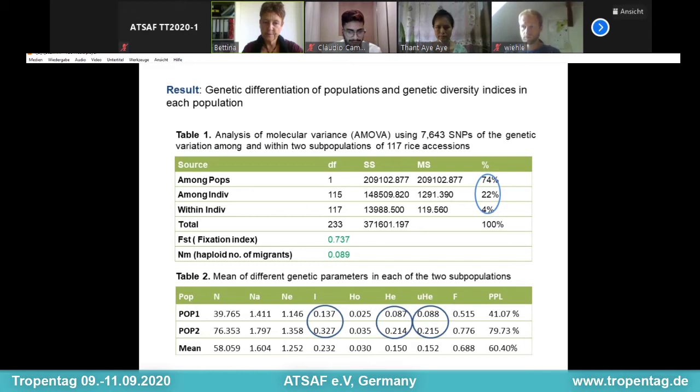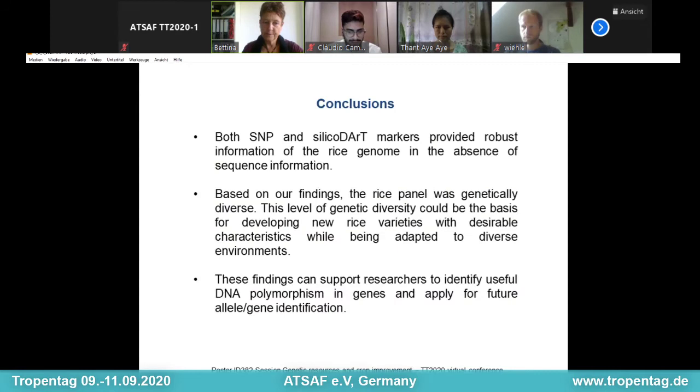Table 2 provided the genetic diversity index, and population 2 had a higher level of genetic diversity than population 1 based on the Shannon Information Index, Diversity Index, and Unbiased Diversity Index. To conclude our study, DArT platforms can generate highly informative markers for genomic analysis in rice. Based on our findings, the rice panel was genetically diverse, and the level of diversity could be the basis for developing new rice varieties. Thank you very much for your kind attention.